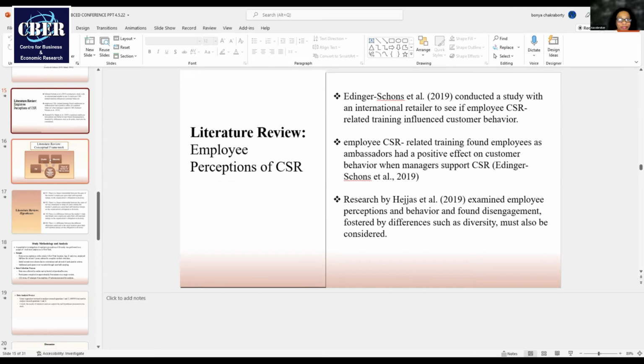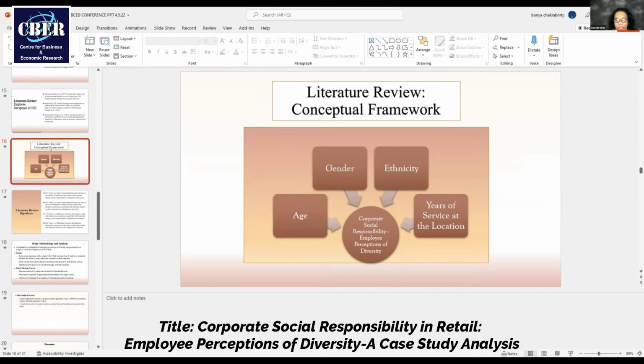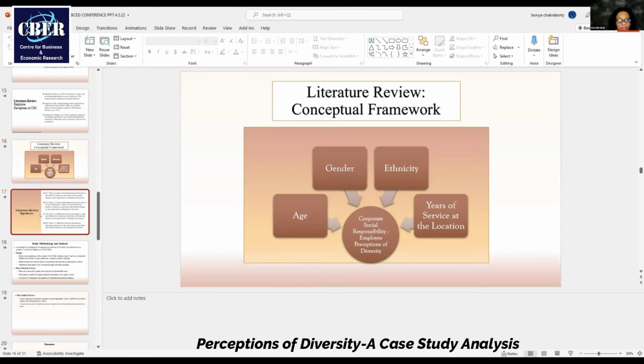Okay, next. This is basically the conceptual framework, which points to the hypotheses and the research questions that we hope to answer. Next slide, please.